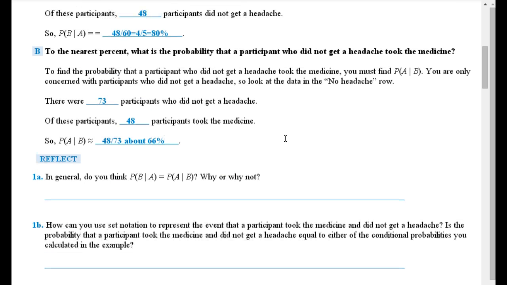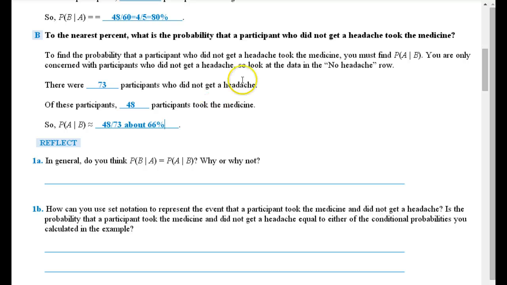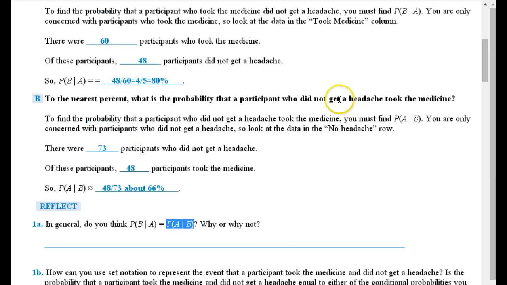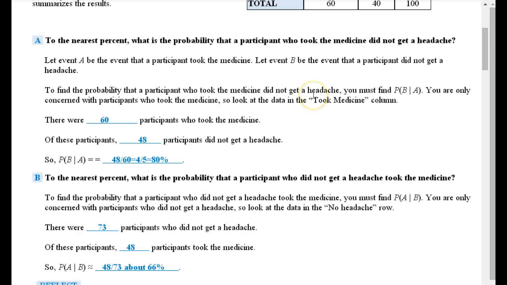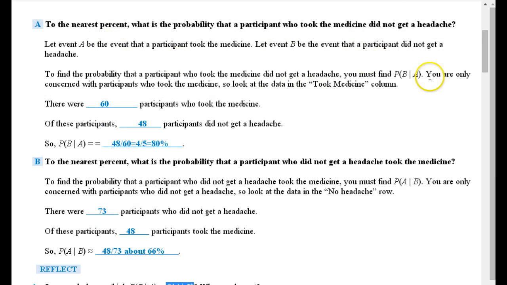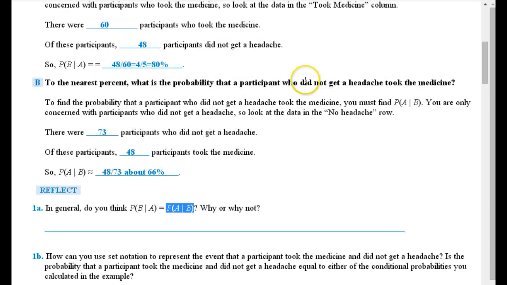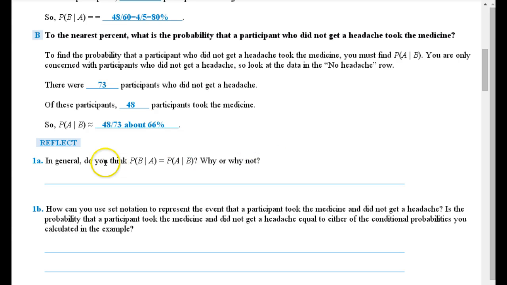So B given A is this one. No, A given B is this one. Sorry. So they did not get a headache, took the medicine, and they were supposed to compare that to B given A, which is that a participant who took the medicine did not get a headache. So in general, do we think they're equal? Well, they're clearly not equal.